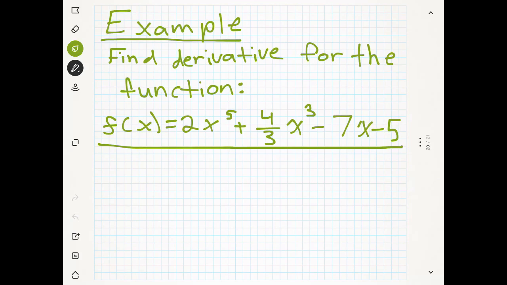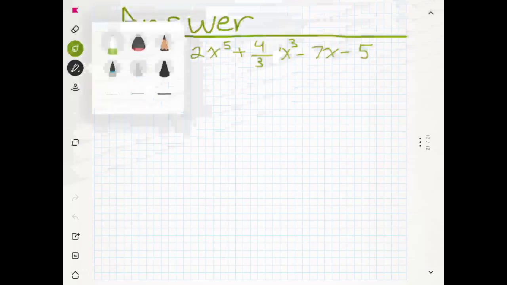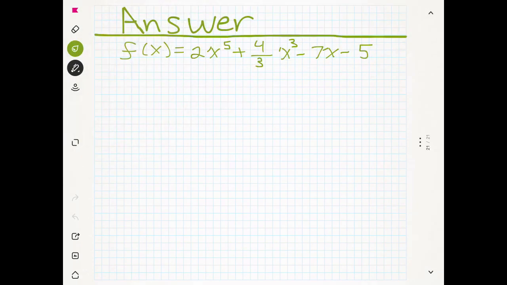So let us do this one. This is the function. Let us find the answer. Again, very straightforward. Let me represent this by saying I am finding the derivative. f prime of x is equal to. First off, we are going to find d over dx of 2x^5. So again, we expand it.